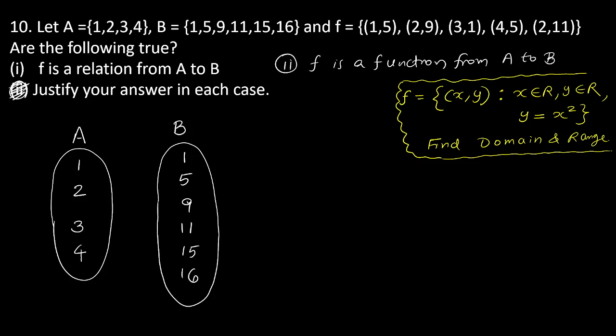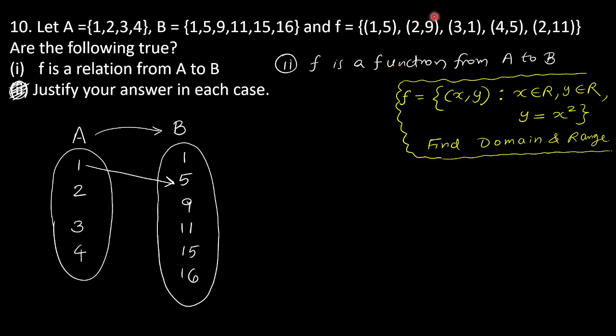Yes. Now arrow to be drawn. Understood? I want to draw the arrows. Just draw arrow. How to draw the arrow? 1, 5. What does it mean 1, 5? 1 is related to 5, isn't it? 1 is related to 5. The 1 in the first set is related to 5 in the second set.